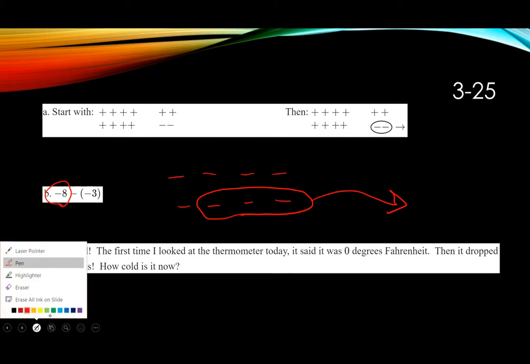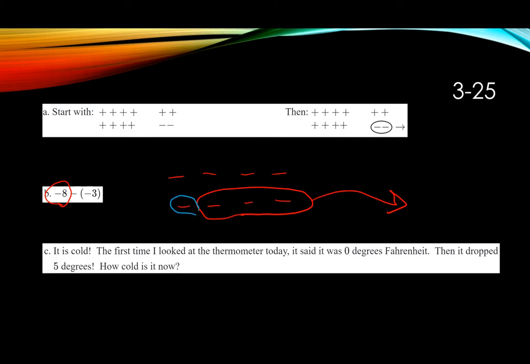So now what am I left with? Well, here I have 1, 2, 3, 4 negative tiles still. So here, negative 8 minus negative 3 equals negative 5. And again, we could think about this as negative 8 plus positive 3 equals negative 5. Same thing.